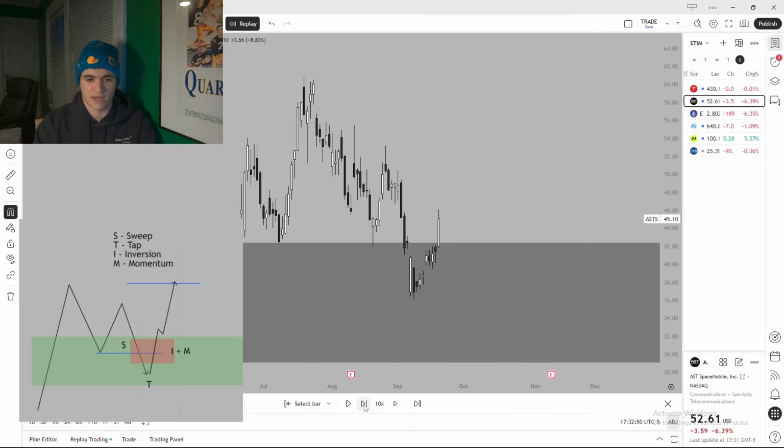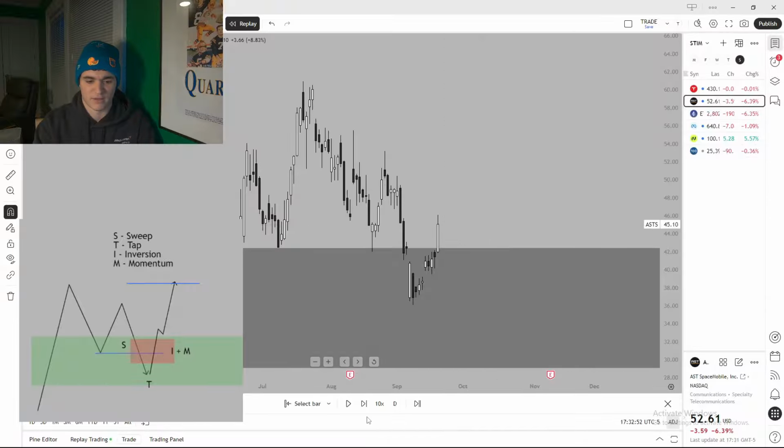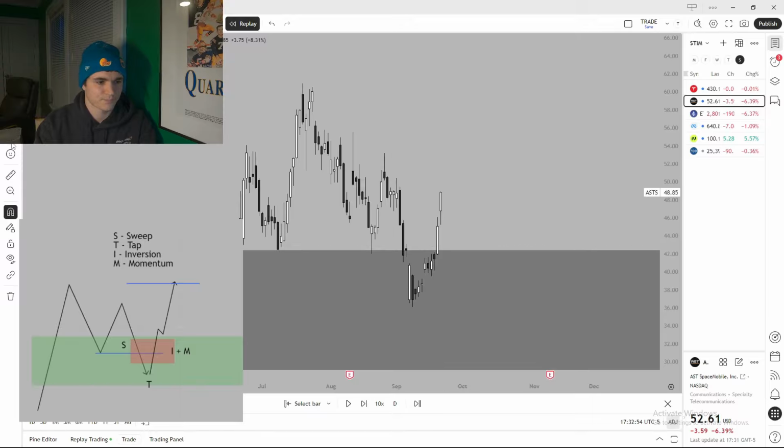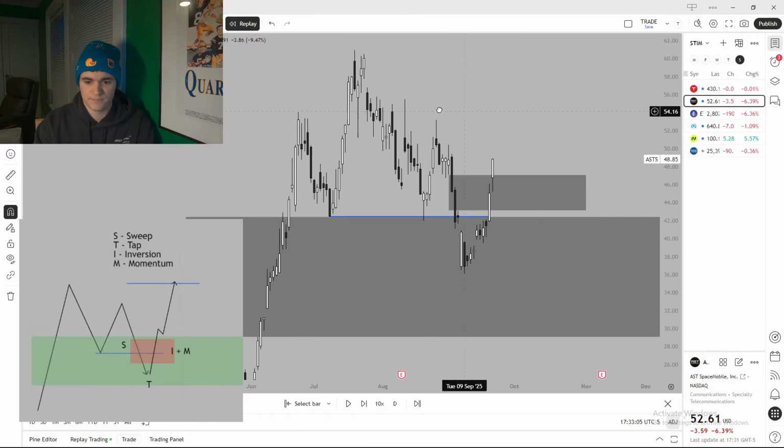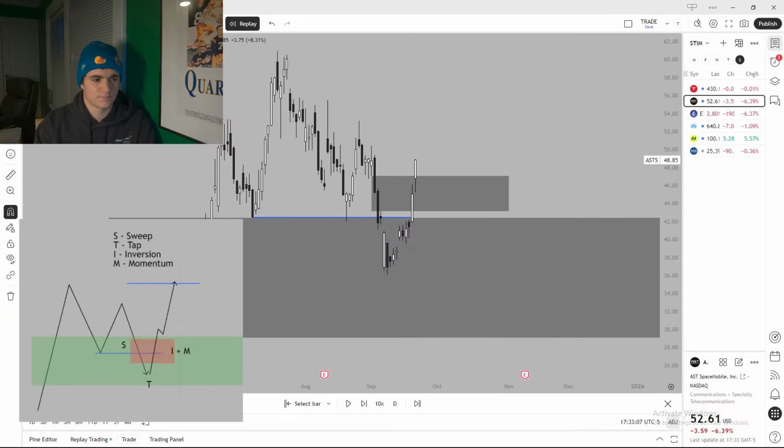The very next day, we end up inverting this bearish fair value gap. Yep, right there. Okay. So we end up inverting this bearish fair value gap, right? So we have the sweep, as you guys can see right here. And I'll overlay the image right now. So this is the sweep. This is the tap. We'll just label it out too, so you guys can really see it.